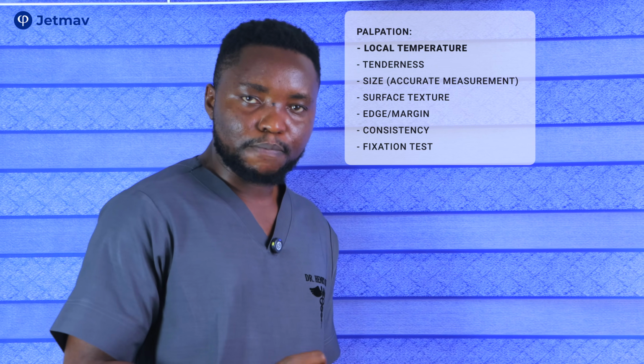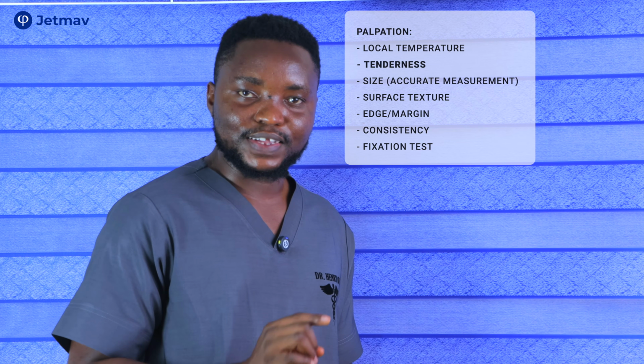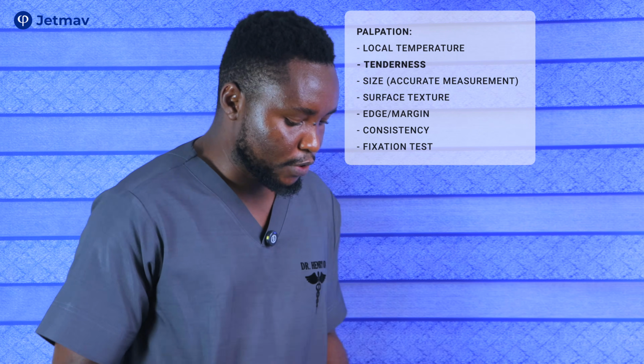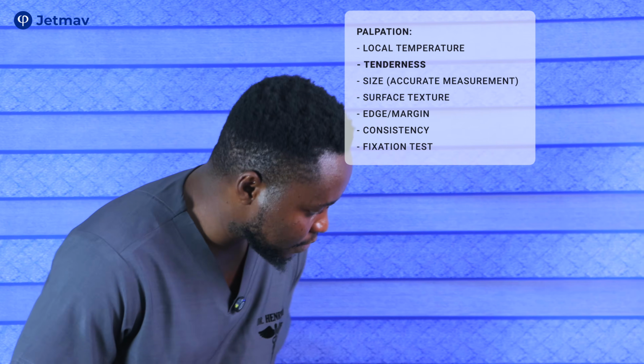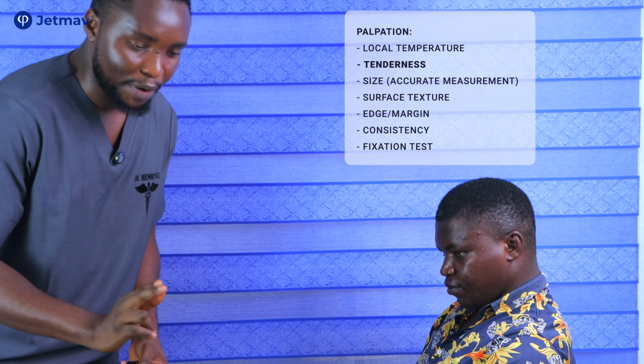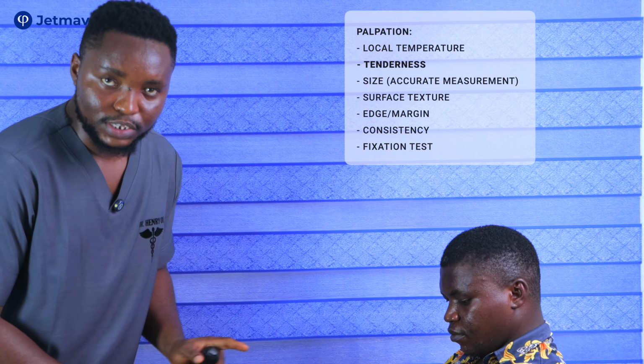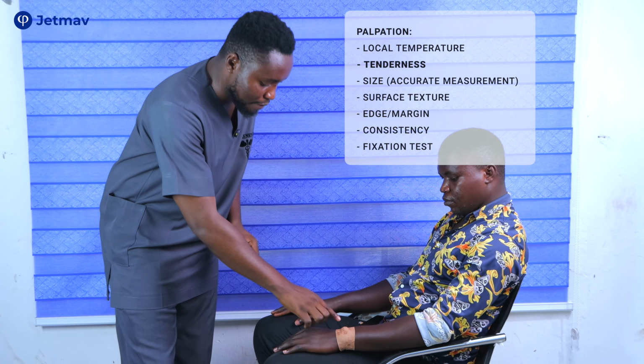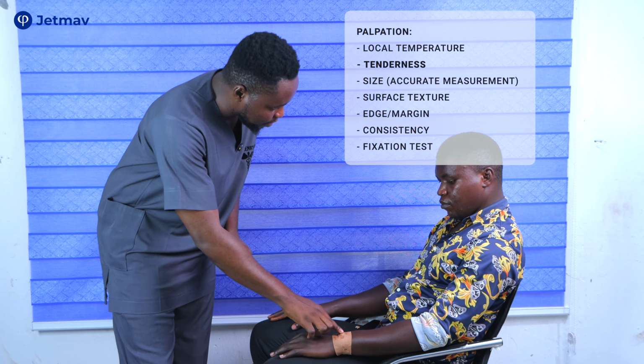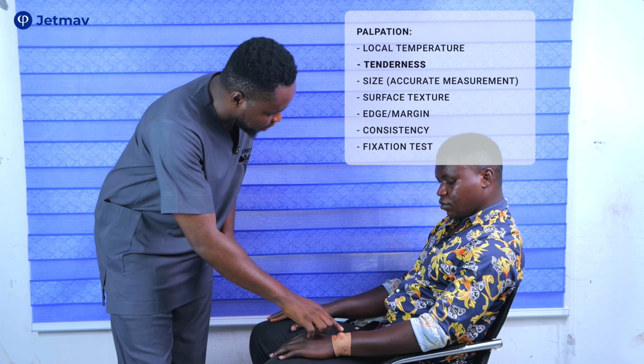Now, when we are done with the temperature, the next thing you're going to check is the tenderness over the mass. So you will start by asking the patient, is this painful? Then you are going to gently palpate the mass while looking at the patient's face to note if there's tenderness. So you gently palpate the mass while looking at the patient's face to note if there's any tenderness.